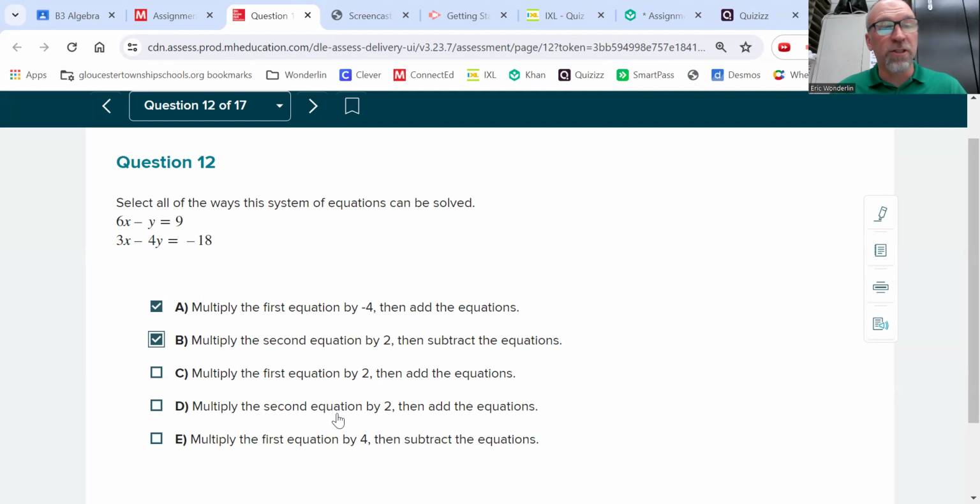Multiply the second equation by 2, then add. 6x doesn't add with 6x. And negative 8y and negative 1y, nothing. That's a no. Multiply the first equation by 4, then subtract. If I multiply this by 4, this negative 1y becomes negative 4y. That's also negative 4y. If I subtract, they eliminate. I would expect you to get A. I'd expect you to get a B. He's a little tricky. Make sure you check them.